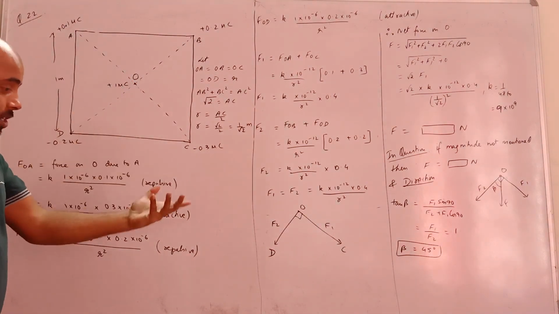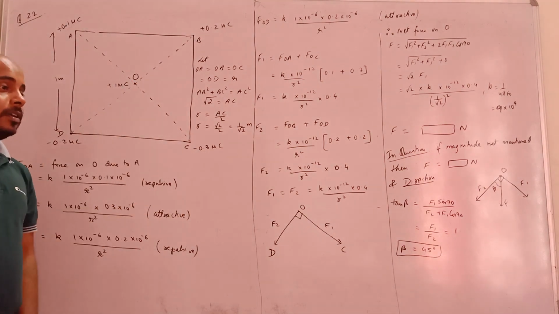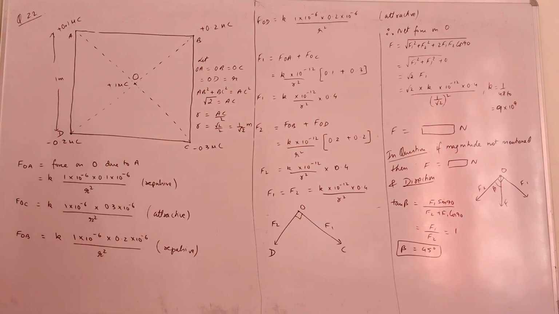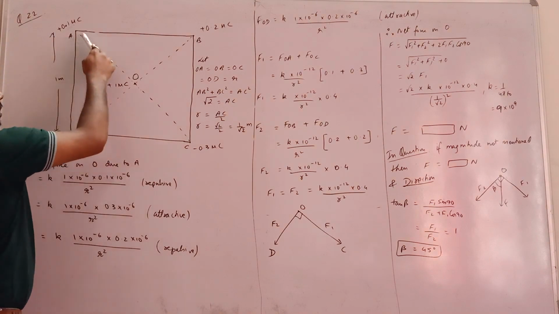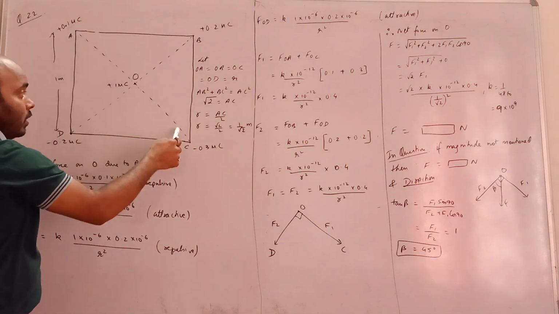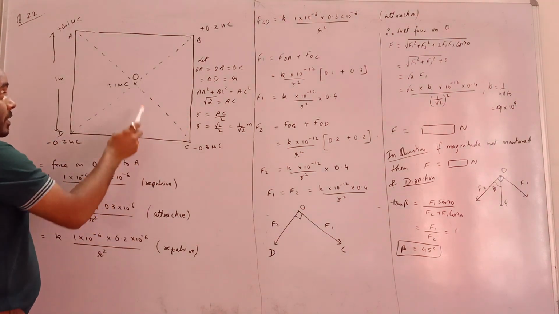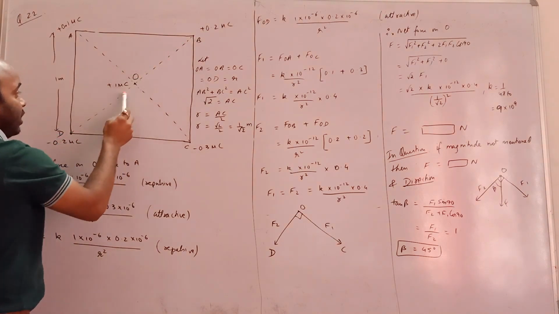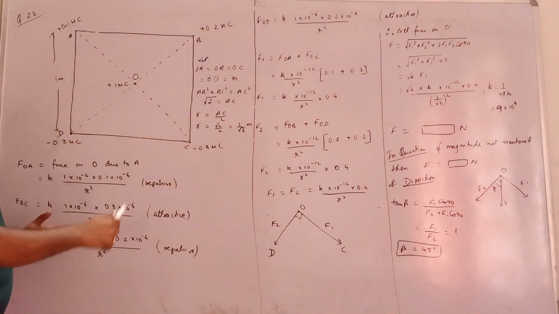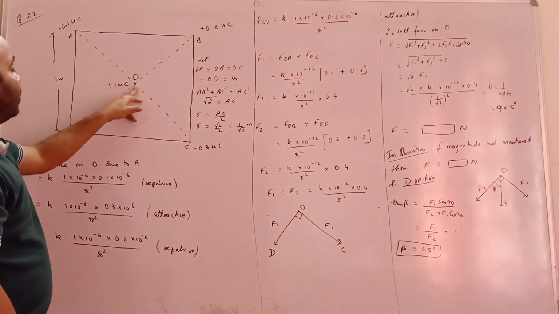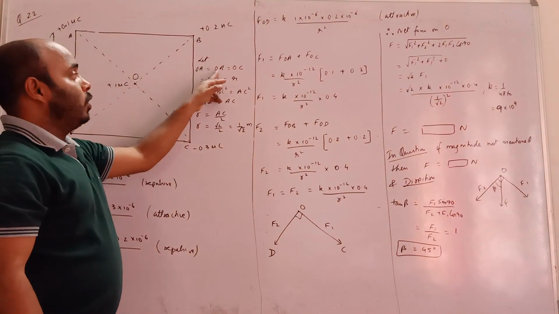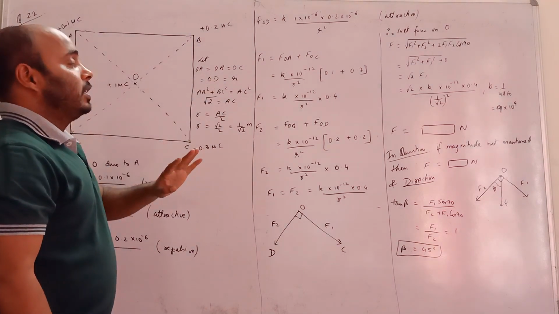Next geometry you need to remember: in a square, the diagonals are equal and they perpendicularly bisect each other. The diagonals are equal, that means these two diagonals are equal, and they perpendicularly bisect. What does that mean? This angle is perpendicular and the bisected parts are equal. This implies all the distances from the center to the vertices are equal. That's why I'm taking OA, OB, OC, OD as R.